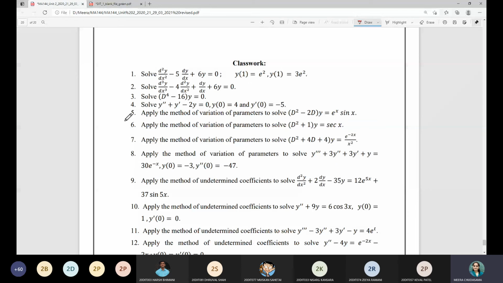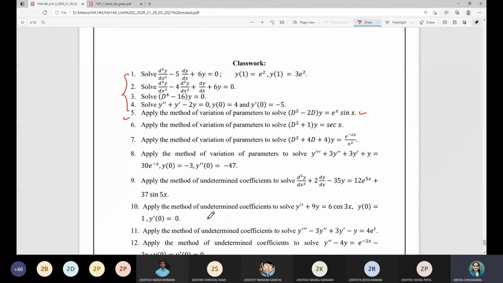These examples are already done. You start with the fifth example: D square minus 2D y is equal to e raised to x sin x. I will advise you, in each and every step, verify your answers so that you don't make a mistake in the further succeeding steps.